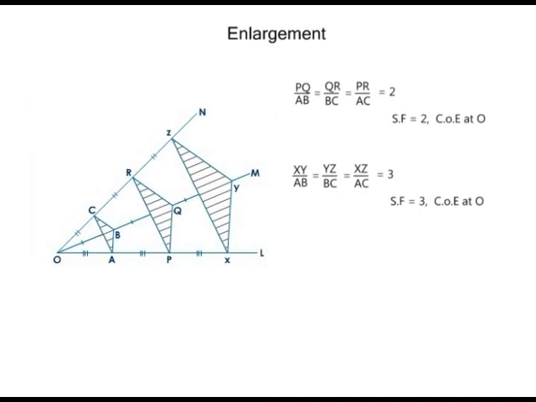Another important thing is that the corresponding image and object distances from the center of enlargement are proportional. So for the first enlargement, OP over OA is equal to OQ over OB, and it's equal to OR over OC, and it's equal to 2. For the second enlargement, OX over OA is equal to OY over OB, and is equal to OZ over OC, and is equal to 3. This is very important because it is this understanding that we use when enlarging shapes.